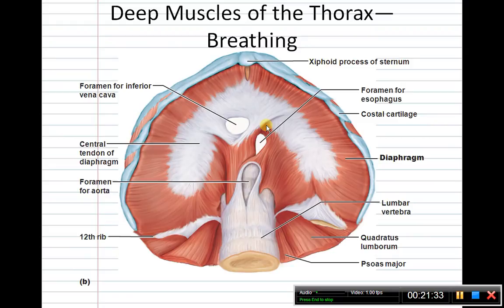When this muscle contracts, it goes from an arched position to a flat position, pulling down on the lungs, lengthening the lungs, and helping you inhale, just like pulling on the plunger of a syringe. This muscle is really unique because it also has 3 holes in it. The holes are important because the diaphragm separates the superior part of your body, basically your thoracic cavity and up, from your inferior part of your body, which is your abdominal cavity, and down.